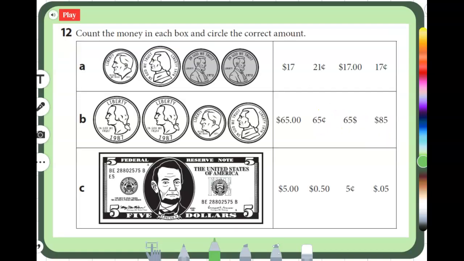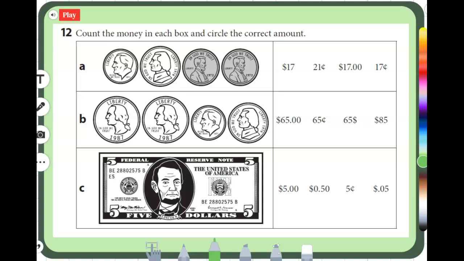Number 12 is all about money. Count the money in each box and circle the correct amount. Think about all the coins we know. Think about a quarter. How much is a quarter worth? Think about a dime. How much is a dime worth? What about a nickel? How much is that worth? Or a penny? How much is a penny worth?